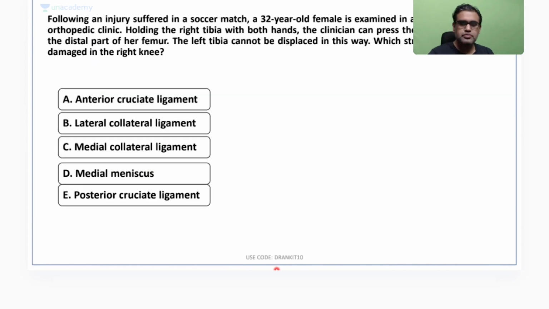Next question, question number 2. Following an injury suffered in a soccer match, a 32-year-old lady is examined in a seated position in the orthopedic clinic, holding the right tibia with both hands. The clinician can press the tibia backward under the distal part of her femur, right tibia. The left tibia cannot be displaced. Which structure was most likely damaged in the right knee?